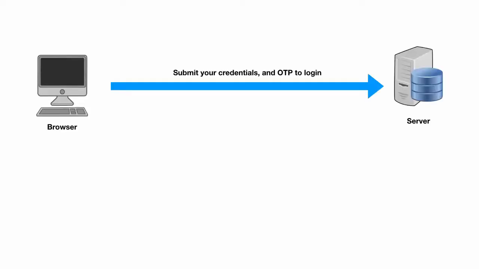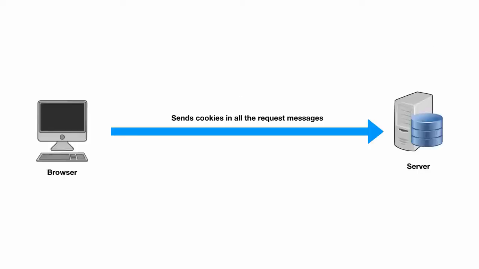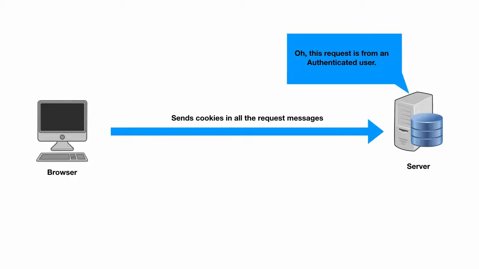When you log into your Facebook account by submitting your username, password, and additionally a one-time password, your browser sends these parameters to the Facebook server in a message. Facebook then validates these credentials and generates some cookies and sends them back as a response. Every time your browser makes a request to facebook.com, these cookies are sent to the server. These cookies uniquely identify you as an authenticated user. Therefore, you're not prompted to enter your username and password again and again as long as you're including these cookies in your requests to the Facebook server.